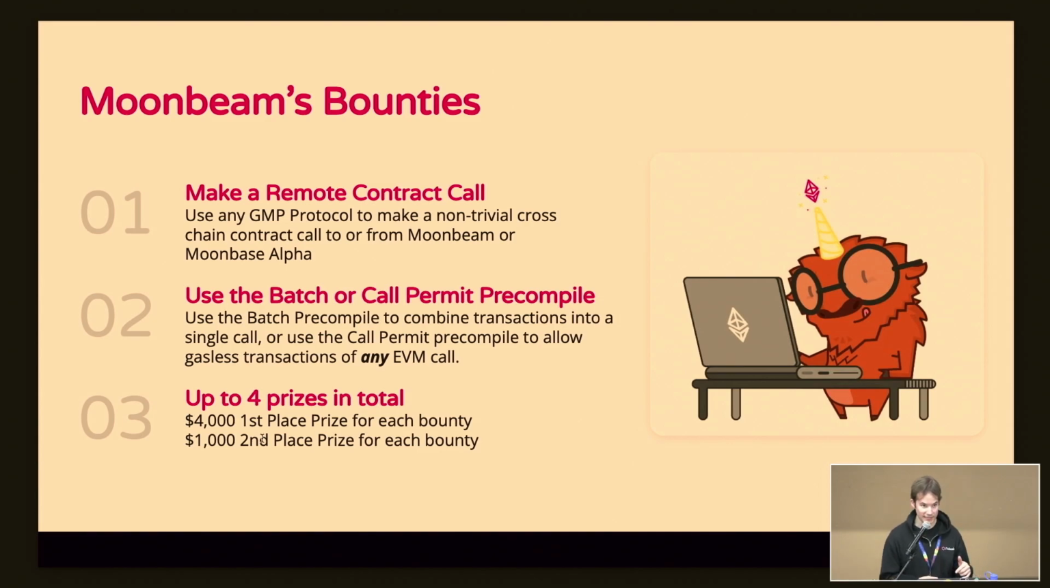So for both of these, we have first and second place for each of these. So in total, that's up to 4 prizes. And first place for each of these is a $4,000 bounty, and second place prize for each of these is a $1,000 bounty.